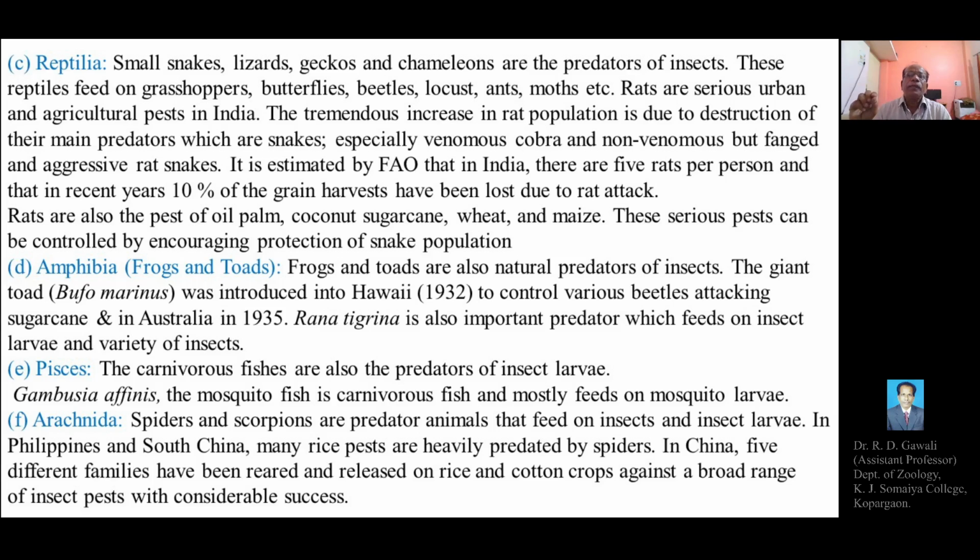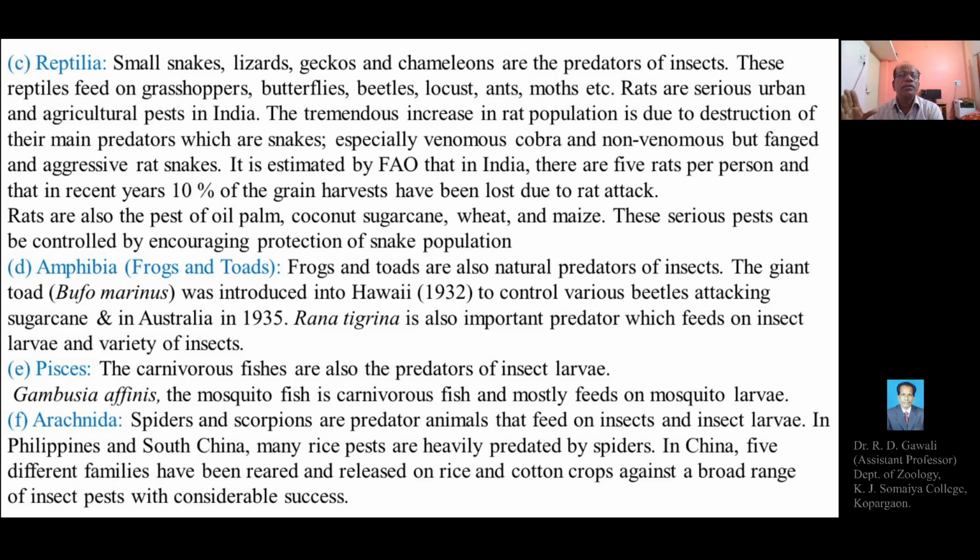So, reptiles such as small snakes, lizards, geckos and chameleons are predators of insects, and ultimately will predate upon a variety of insects from the crop field or from a particular habitat, controlling the insect population.